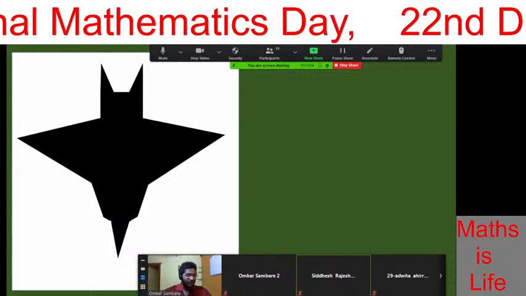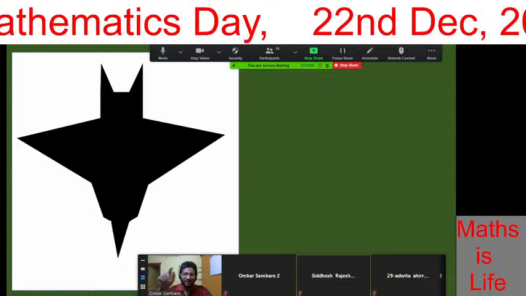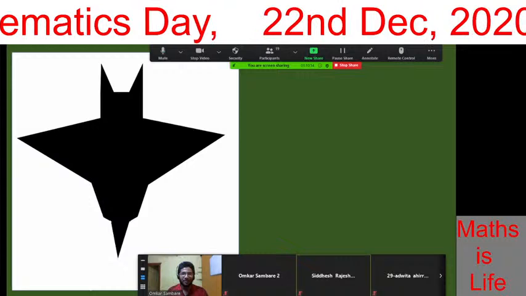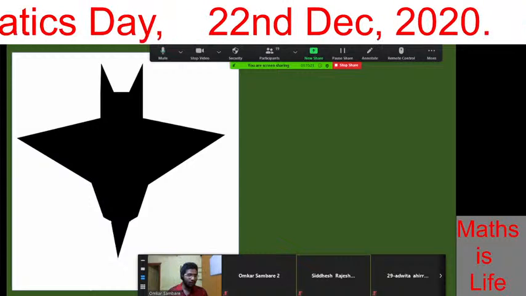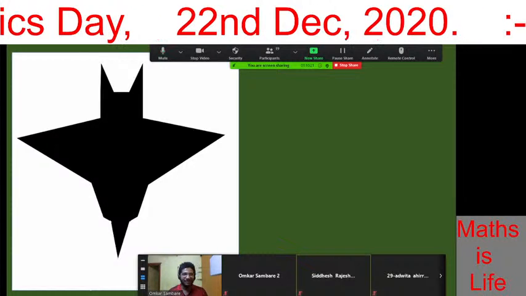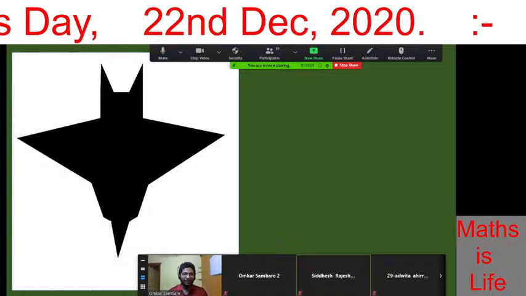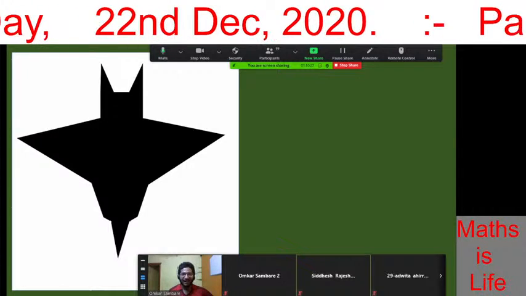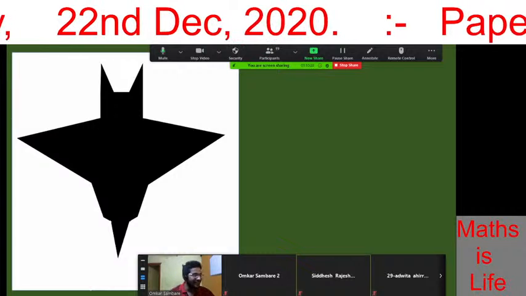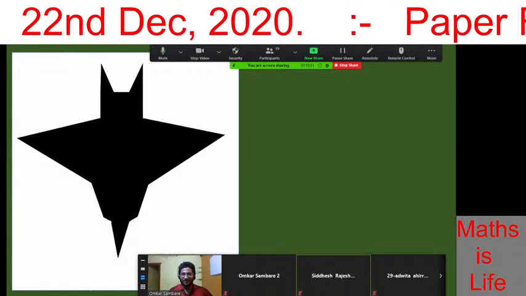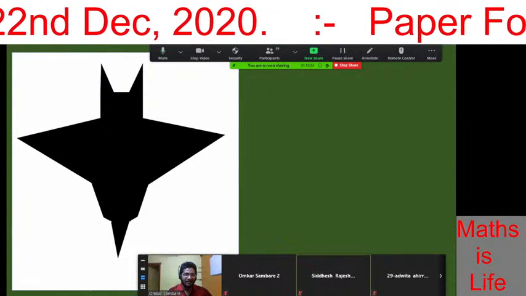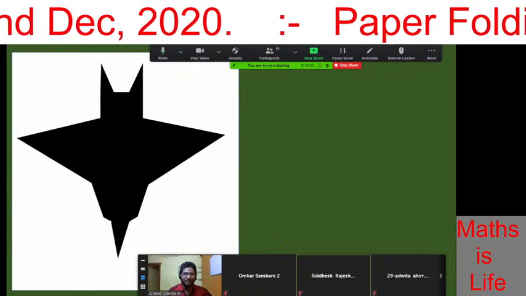I am just waiting for someone to reply with yes if you have cut this shape from your paper. Don't reply if you are not done. Otherwise I will tell you to open your camera and show me, and you will not be able to do that. So first complete the task and then click yes after completing it.